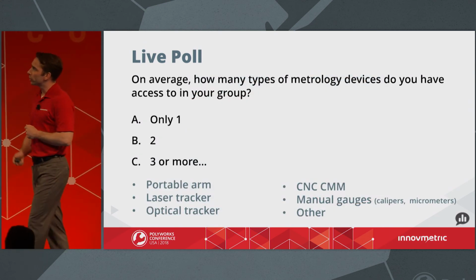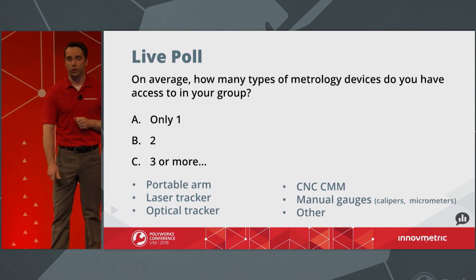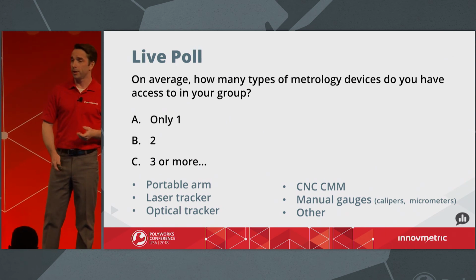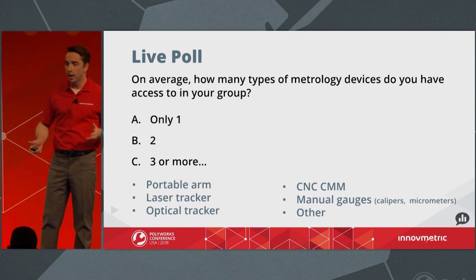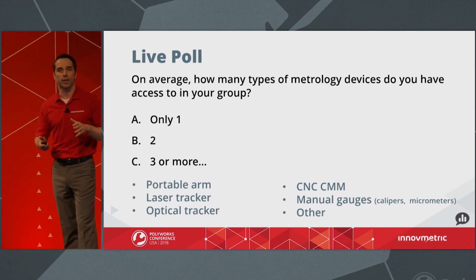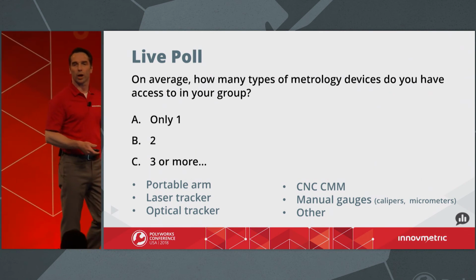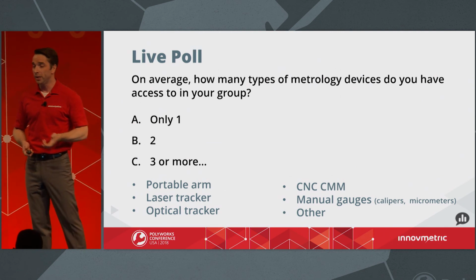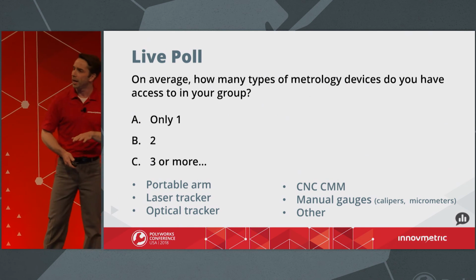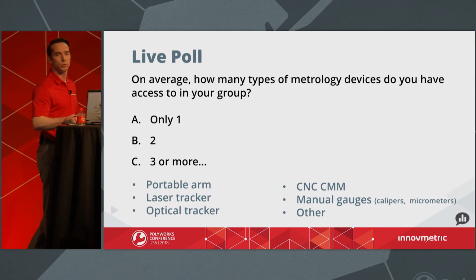We'll start with our first question. So, just out of curiosity, on average, how many types of metrology devices do you have access to in your group? Is it only one? Is it two? Or three or more? And right now, I just want to draw your attention on the different types of measurement device I have in mind. Let's say we're talking portable arms, laser tracker, optical trackers, CNC CMMs, even manual gauges, calipers, micrometers, any of these tools, and any other you can think of. So I'll give you a couple of seconds to answer that.